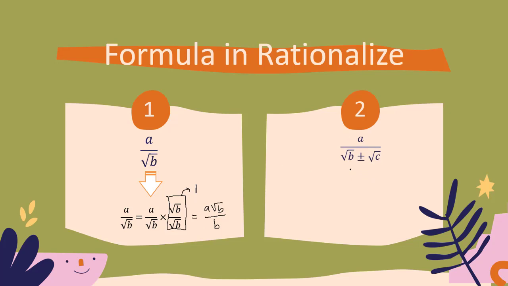And the second model, if I have A over square root of B plus minus square root of C. And the denominator will be addition or subtraction of roots. So you can multiply with the denominator, but remember you have to change the operation. If the question about addition, you have to multiply with the negative.